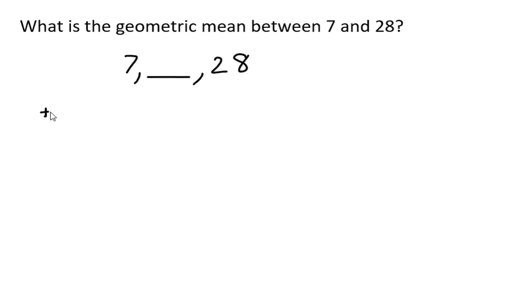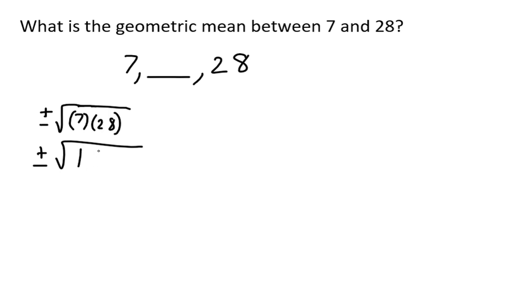So, that is positive, negative square root of 7 times 28. So, kunin lang natin yung square root ng product ng first term at last term kapag tatlo lang yung geometric sequence. And 7 times 28 is 196.